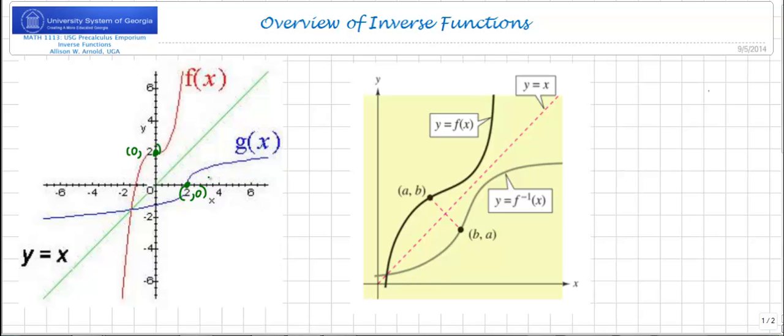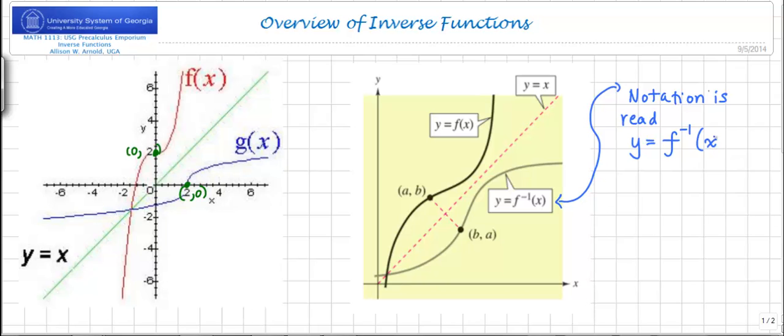Now the figure on the right illustrates a similar situation where you see the symmetry about y equals x, and you notice a shift in the notation here. Now when you definitely have an inverse function, the notation is this. It looks like a -1 exponent, but that's not what it means. It's read: y equals f inverse of x.